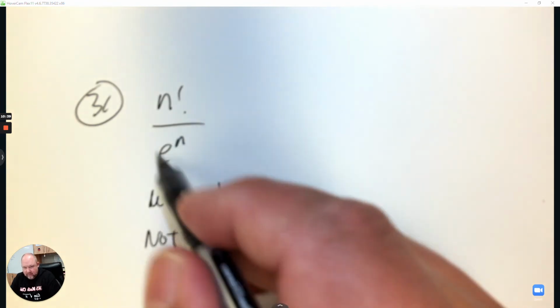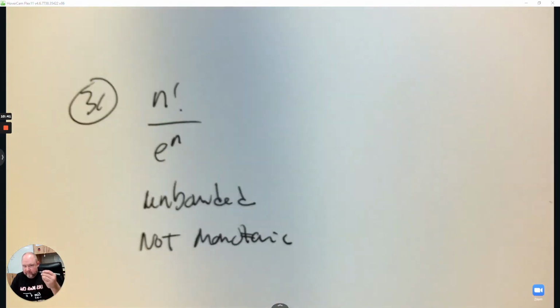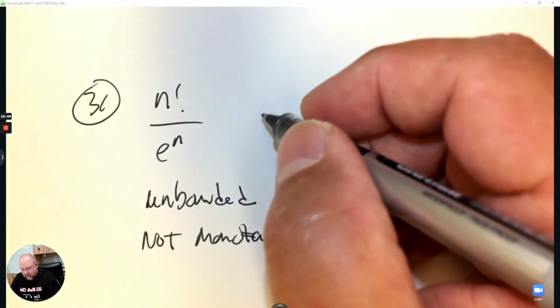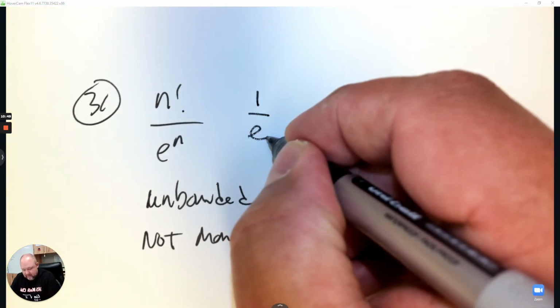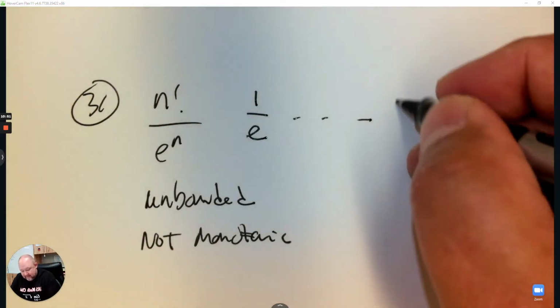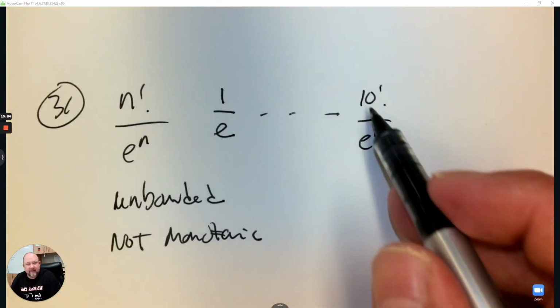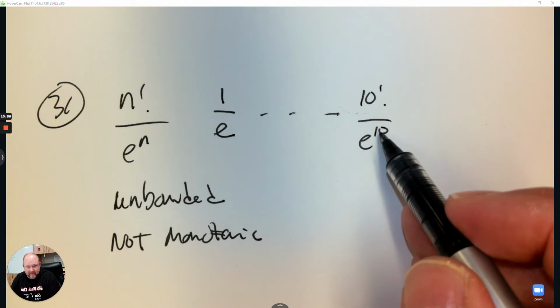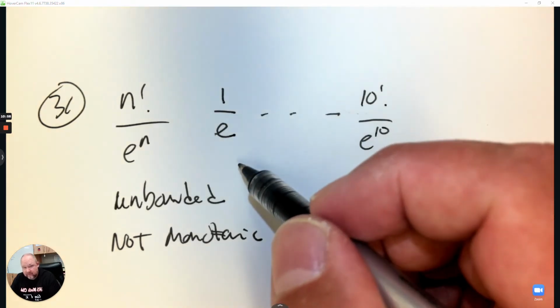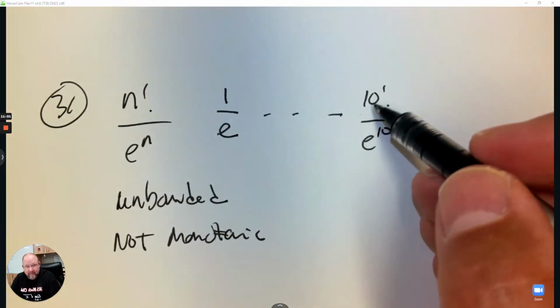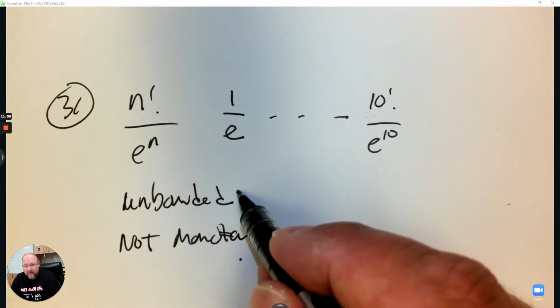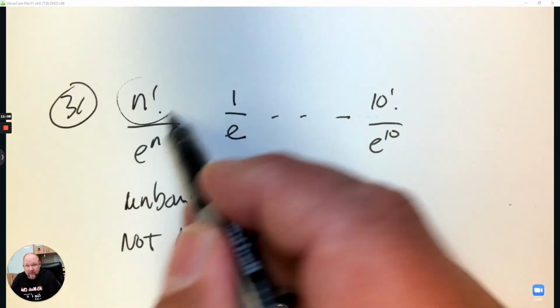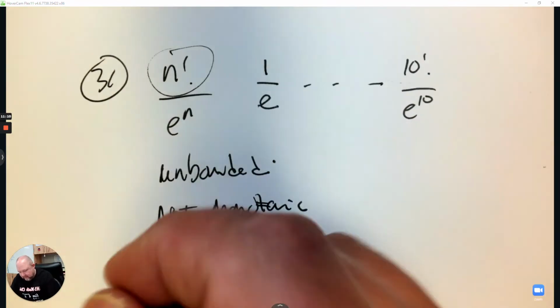What happens here is at the beginning, the denominator is more powerful, and then as numbers get plugged in more and more. So if you plugged in 1, you get 1 over e. But if you plugged in 10, now 10 factorial is bigger than e to the 10. So at first, the denominator is bigger, and then it switches, and the numerator is bigger as it goes on. So that means it's not monotonic, and it's definitely unbounded. The numerator is more powerful, so it's going to infinity.